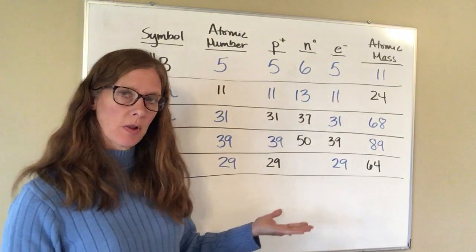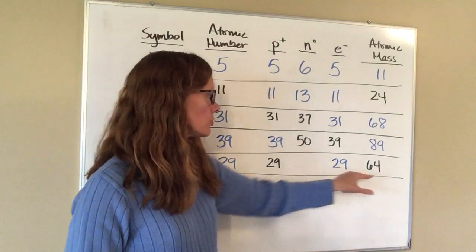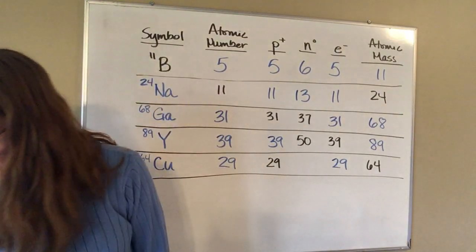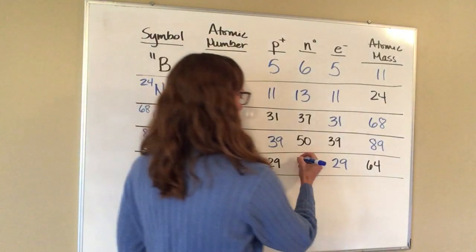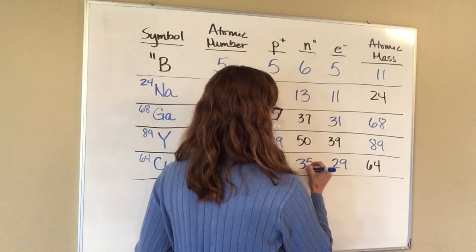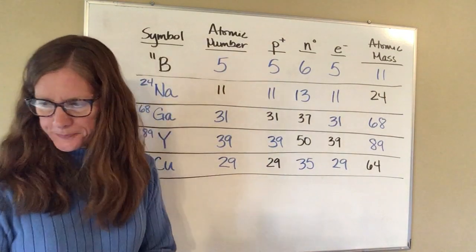And how many neutrons will I have? Well, remember, protons plus neutrons gives me the atomic mass. And so there, if I take 64 minus 29, I'm going to have a number of neutrons of 35.